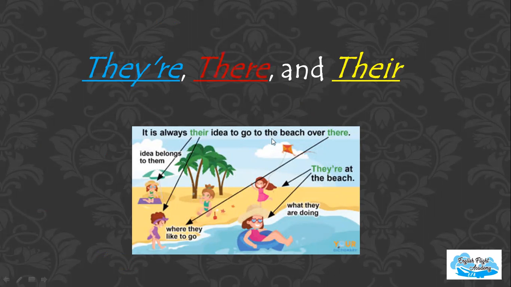It's always their idea to go to the beach over there. So their idea means the idea belongs to them, right? Their idea. And over there is at that place. And they're at the beach means they are at the beach. That's the contracted form of they and are.